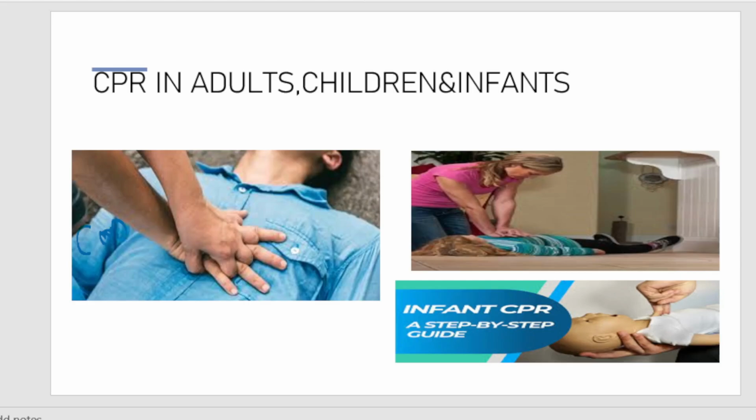In that, they mainly focus on compression to ventilation ratio, compression depth, compression rate, and hand placement. Compression to ventilation ratio, in that also, it mainly focuses on adults. In adults, for single or two rescuers, the compression to ventilation ratio is 30:2. And for children and infants, for a single rescuer, it is 30:2. And for two rescuers, it is 15:2.